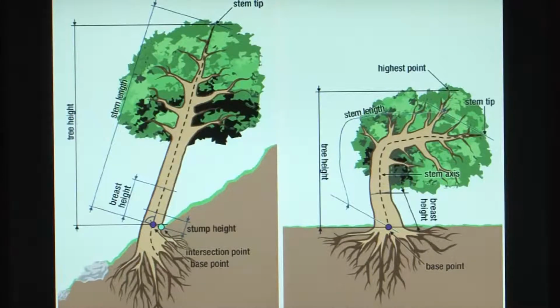So, in the figure on the right, we can see that the tree height is very much less as compared to the stem length, because here this tree is bent and the length of the stem would be measured along the stem axis. So, it becomes a comparatively large figure as compared to the tree height. Now, in forestry, we use trees for the extraction of timber for commercial uses. So, for commercial uses we also define some other terms.